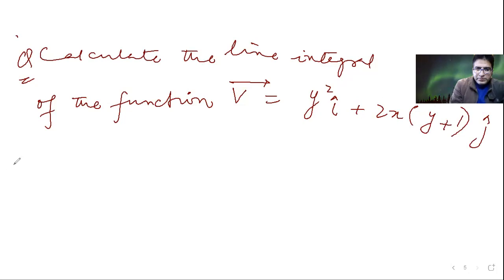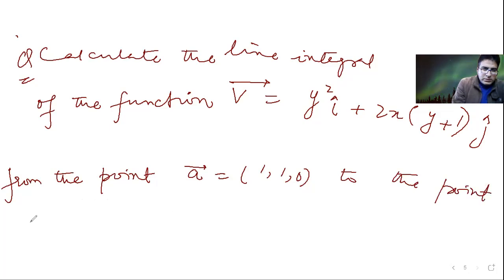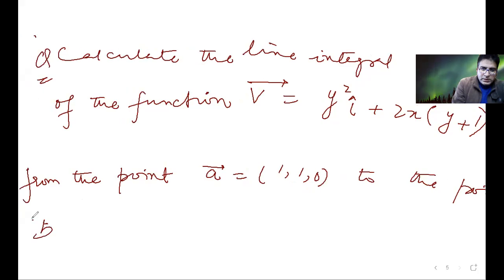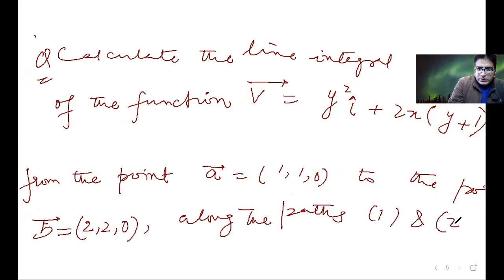From the point A equal to (1, 1) to the point B equal to (2, 2), along the paths 1 and 2 in figure 1. Let this be question number 1.